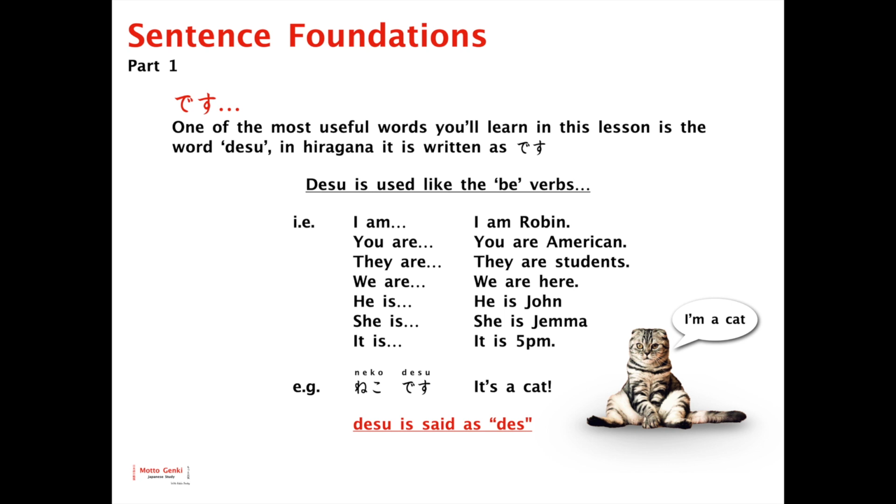So, I am Robin. So that's my name. I am Robin. You are American. They are students. We are here. He is John. She is Gemma. It is 5 p.m. So in all of these, we have be verbs: am, are, is. And also down here, we have "it is a cat", neko desu.